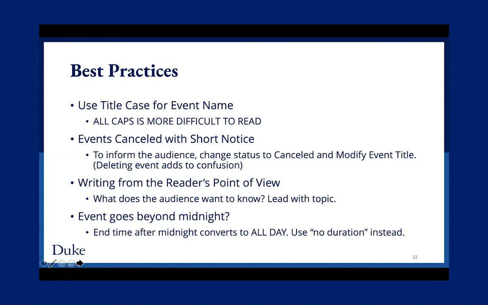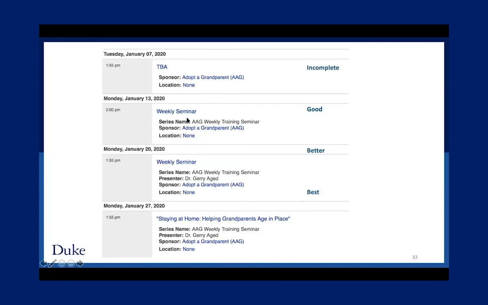And this is about naming again. TBA is annoying. Weekly seminar gets a little bit better. Weekly seminar with a presenter and a series name, that's best, but it's really best, superb, to have a title and a presenter and other information. In this case, the location of none is not particularly helpful.